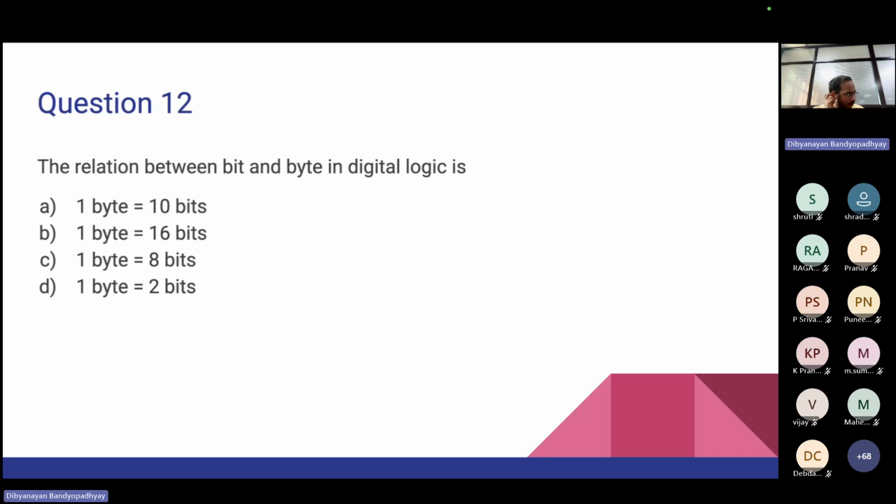In binary digital logic, a bit means 0 or 1, right? So 8 bits means a collection of zeros and ones: 0, 1, 1, 0, 1, 1, 1, 0. This is a collection of 8 bits of 0 and 1. That string of 8 bits comprises 1 byte.